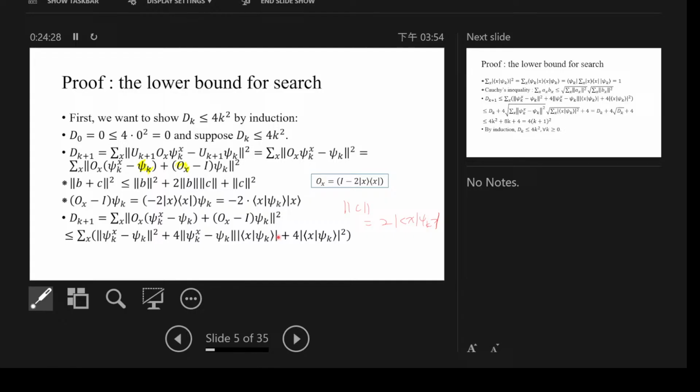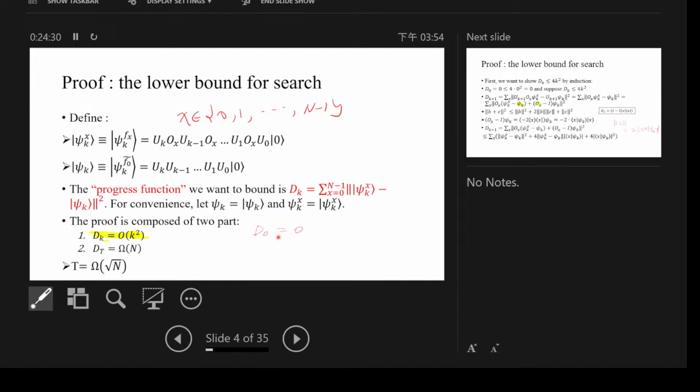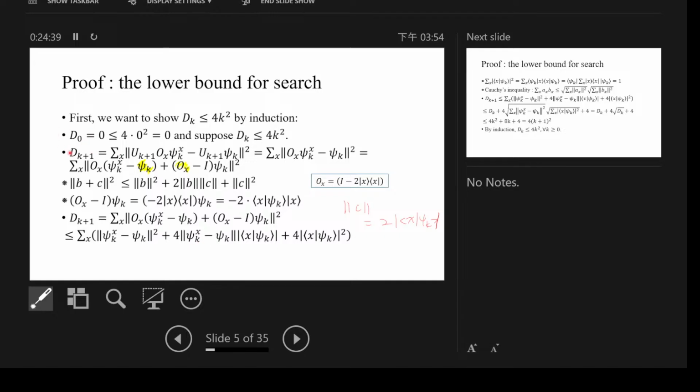And yeah, now let's do the calculation. We want to say this thing, and as we said, this actually includes this. The first step is to calculate D0, and as we said, D0 is 0. Then we'll try to prove this by induction.